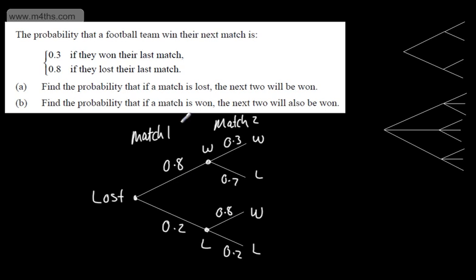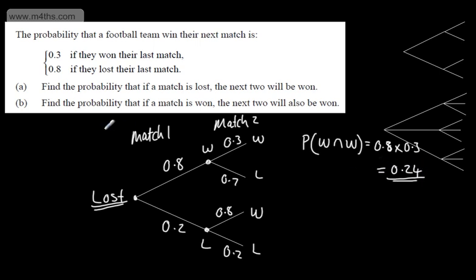So what we need to do now is find the probability if a match is lost, which we've just said, this one is lost, the next two will be won. So all we're doing is following up these branches, and we'll do the probability of win, and I'm going to use the notation win and win. We're going to have 0.8 multiplied by 0.3, which is going to give us 0.24.